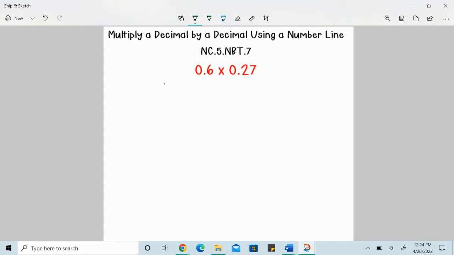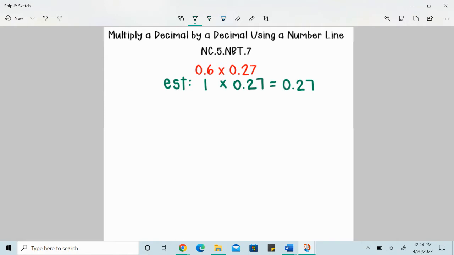To begin with, I want to estimate so that once I have my final answer, I can help determine its reasonableness. I know that 6/10 is close to 1 whole, and then I can leave 27 hundredths as it is, because I know 1 times 27 hundredths is equal to 27 hundredths. This would let me know that my answer will be around 27 hundredths. However, I actually know that it's going to be a bit less than 27 hundredths since I'm multiplying 27 hundredths times 6/10, and that is less than 1 whole. So it will be kind of close to 27 hundredths, but less than that.